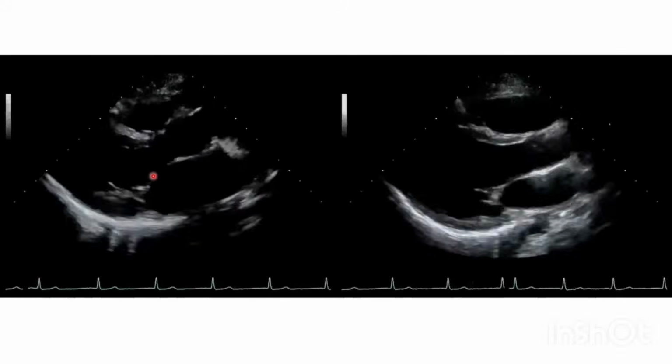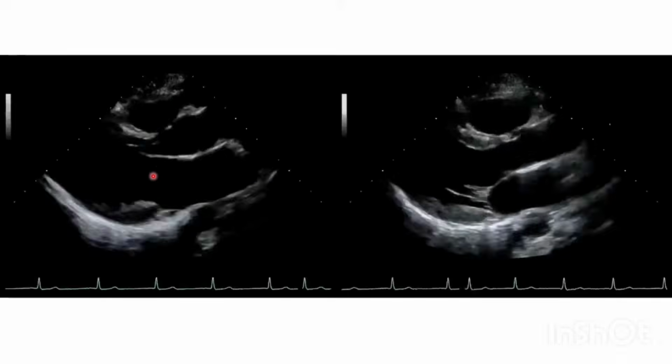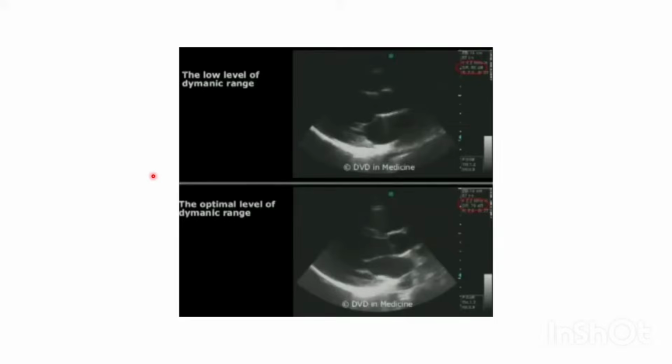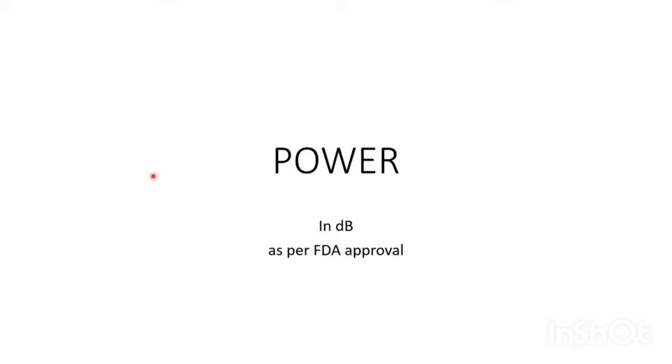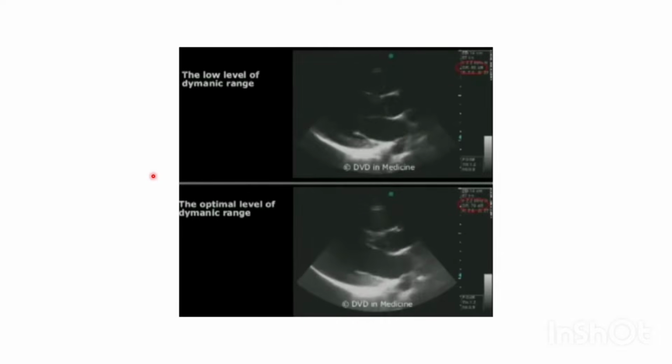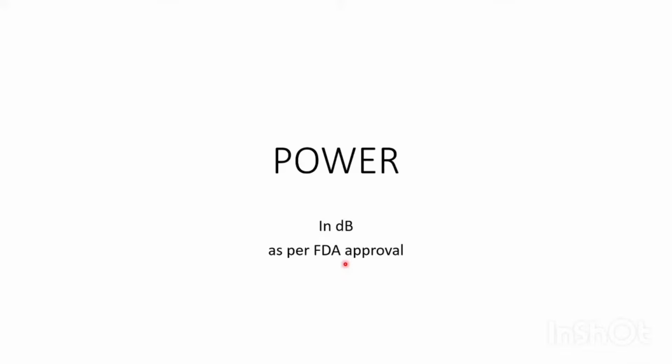So that is how dynamic range will affect your image quality. Same static picture. So, low level of dynamic range, this is the optimal level. When it's a cine image, you can change the dynamic range according to your preference, how it is viewing better or not, you can put that dynamic range and continue with this.